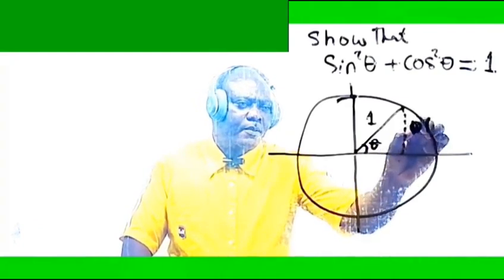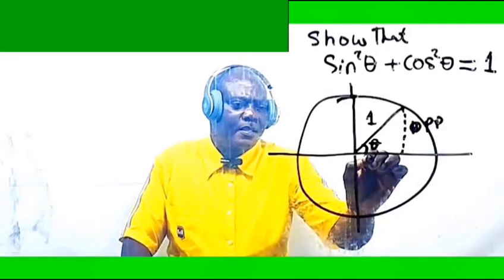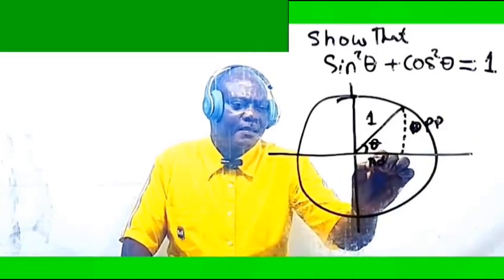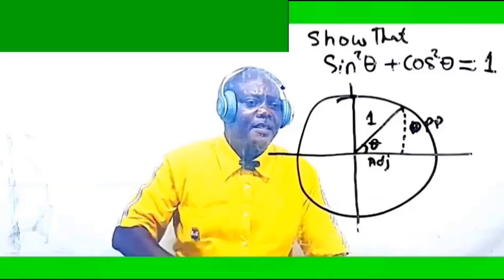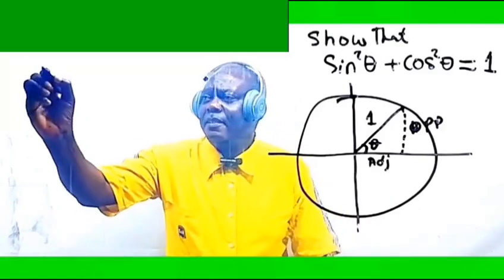This one is called the opposite, OPP, and this one is the adjacent, and this one is the hypotenuse, and here is 1. To show that sin square this is this, you consider this thing here.